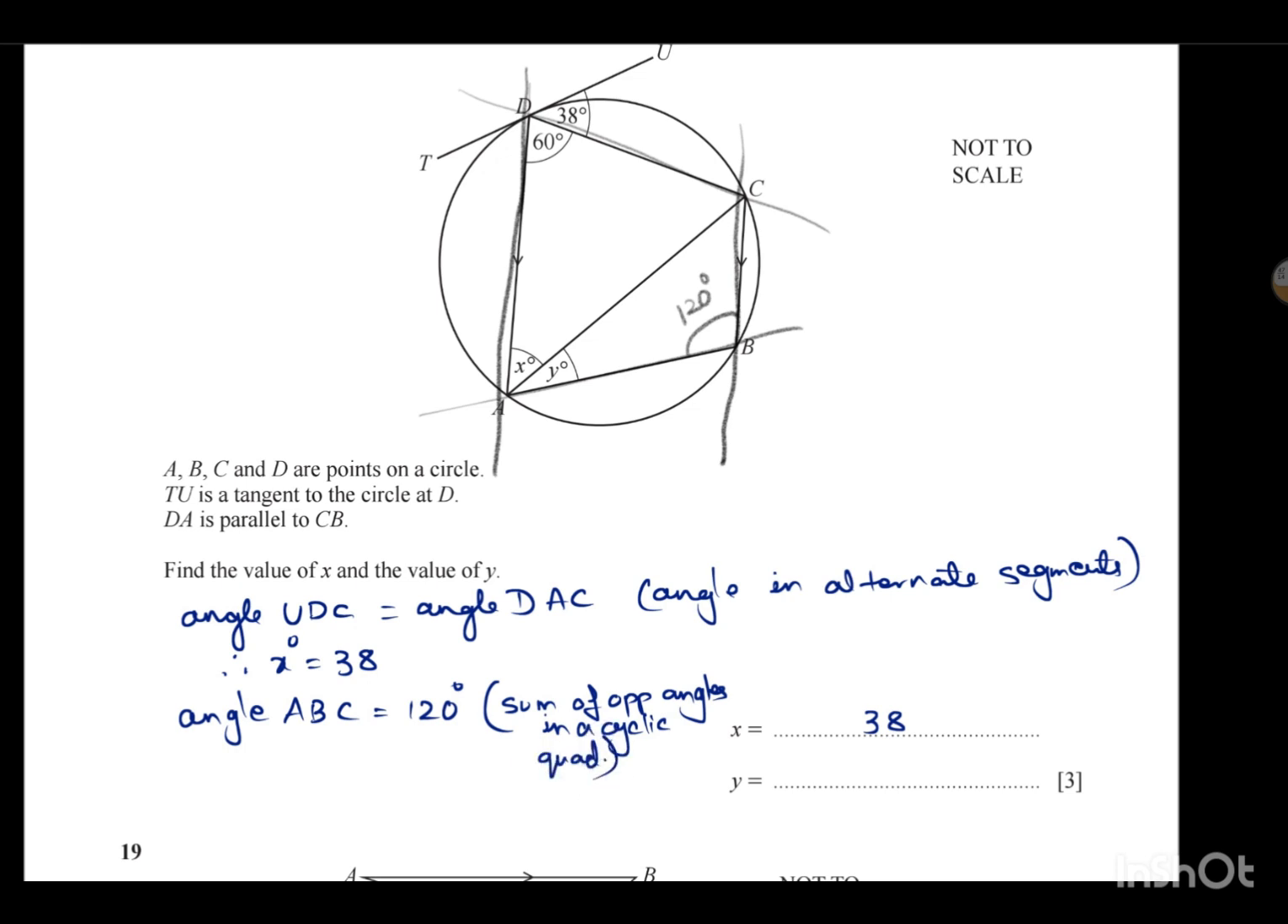Now when we know this angle is 120 and we need to find this y, angle y, we already know this is 38. So the interior angles of two parallel lines sum up to again 180 degrees. So that means this whole angle DAB is 60 degrees, because they are interior angles of parallel lines.